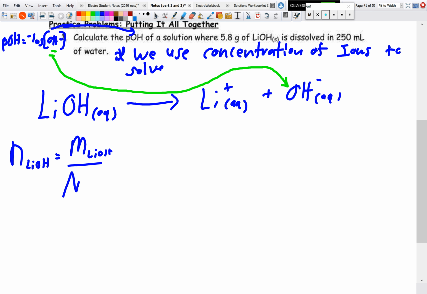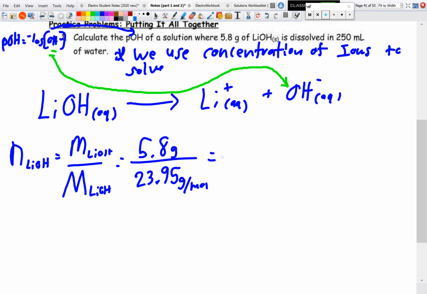So it's the mass of lithium hydroxide over the molar mass of lithium hydroxide. So the mass was given, 5.8 grams. Now the molar mass of lithium hydroxide, we have 1 lithium, 1 oxygen, 1 hydrogen. When we add those molar masses together, we get 23.95 grams per mole. And then we plug this into our calculators and we get 0.242779 moles of lithium hydroxide. You don't need to write that here. I'm just trying to keep all my information there.